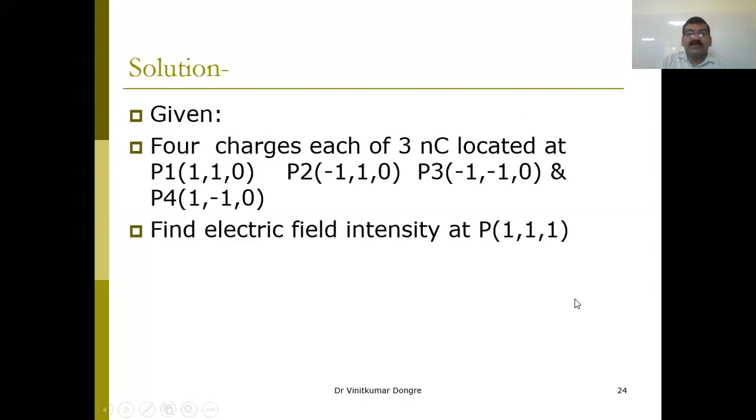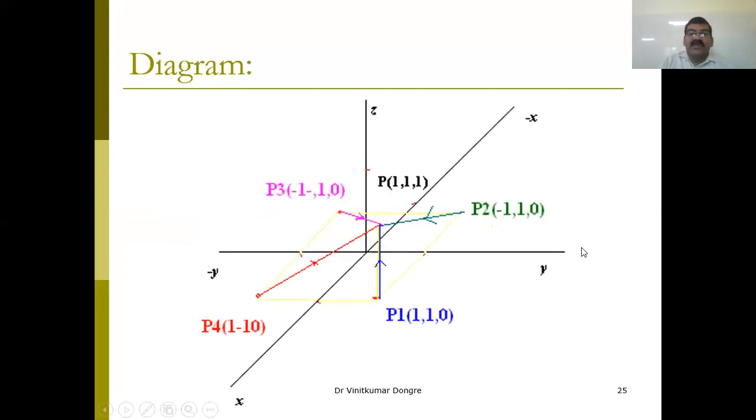So here in this problem, what is given? The 4 charges are there, each of 0.3 nanocoulomb, located at the 4 given locations. And you are asked to find the electric field strength at this point P, that is 111. Okay, so the diagram is important. Multiple times I told you to just draw the diagram. So if the names of these 4 points, P1, P2, P3, P4, are not given, you can give the names. Okay, so these names are given.